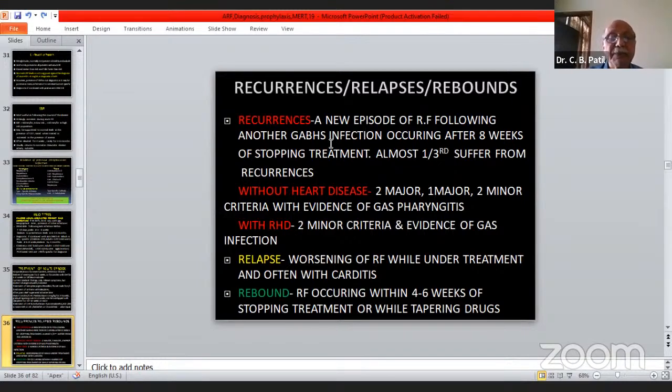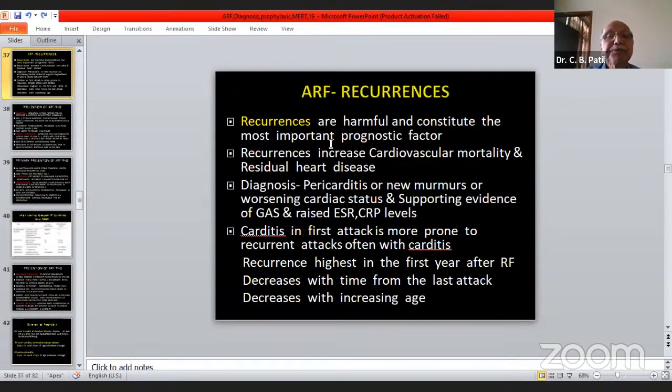What is a relapse then? Worsening of rheumatic fever while under treatment and often with carditis or heart failure is called a relapse. Then what is a rebound? Rheumatic fever occurring within 4 to 6 weeks of stopping treatment or while tapering drugs is called a rebound of rheumatic fever. Recurrences are harmful and constitute the most important prognostic factor. Recurrences increase cardiovascular mortality and residual heart disease also.